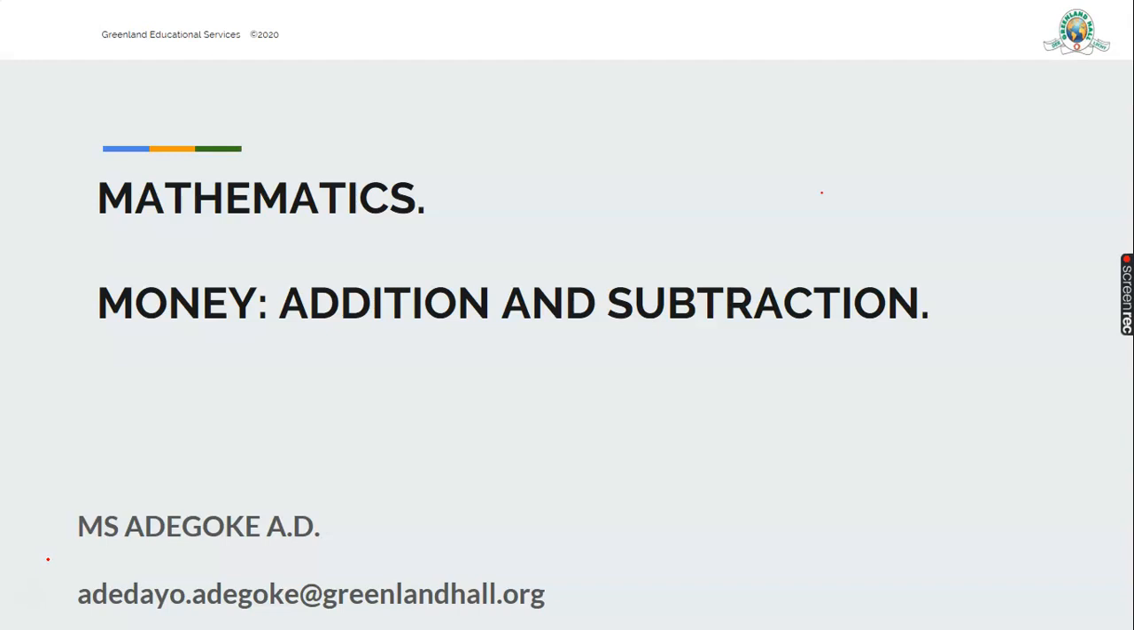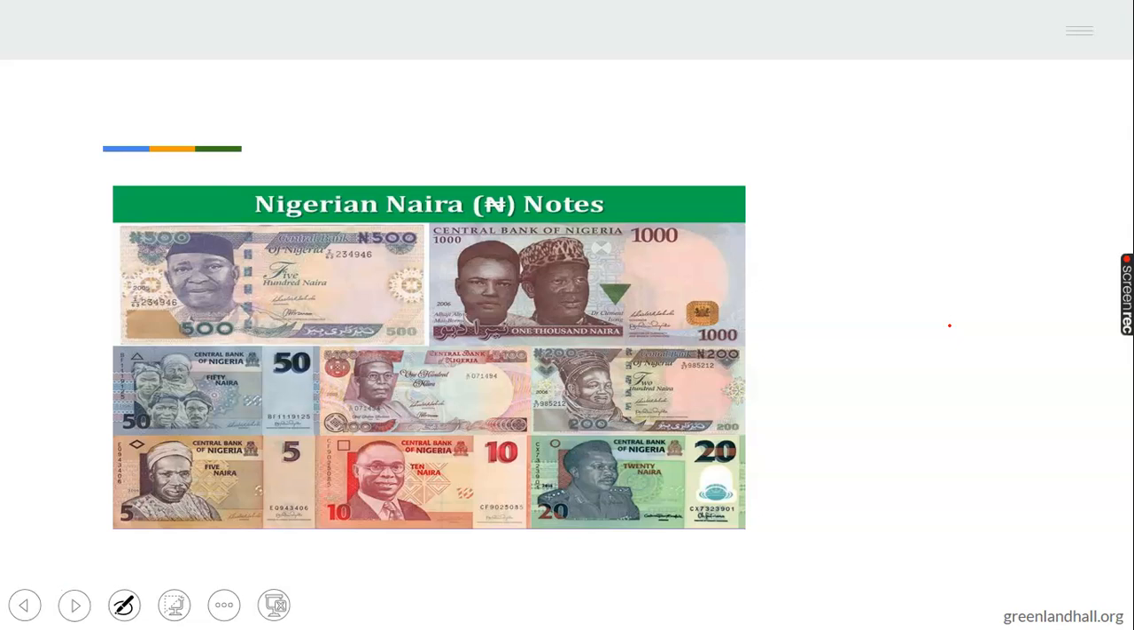Our topic once again is money, addition and subtraction of money. As you can see on the screen, we have our money here, then we have addition and subtraction in front of it. If you look at the screen, you are going to see different denominations of our currency. In Nigeria, we use the naira and the kobo, but most especially the naira note. The kobo has a little value and so people don't use it. We use basically this naira note.